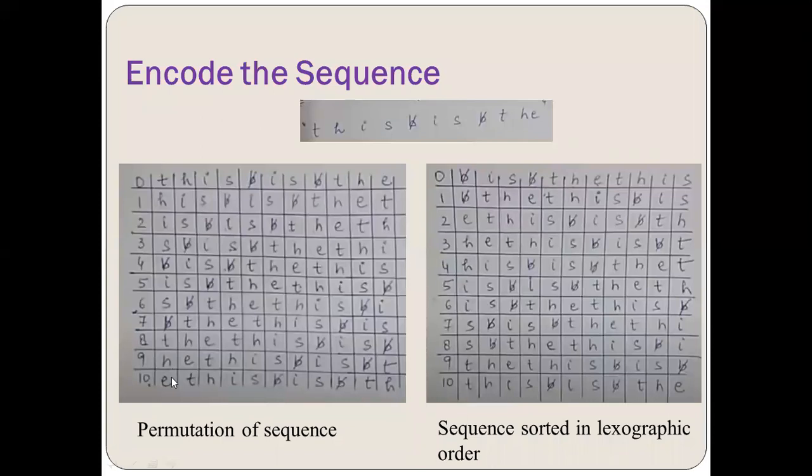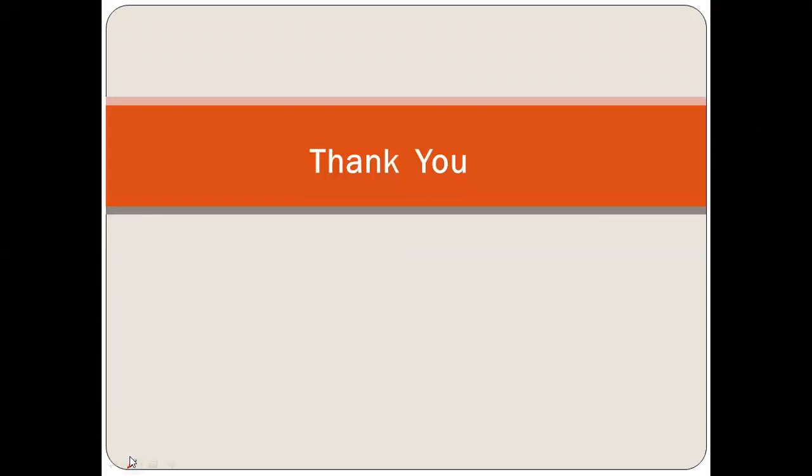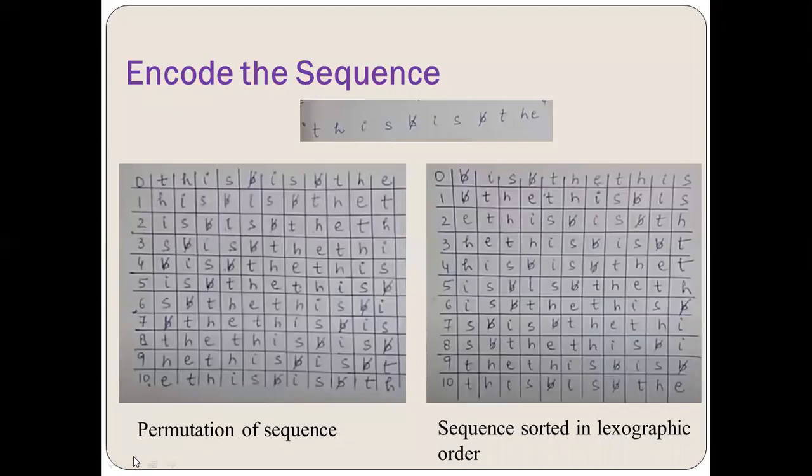So now what we are going to do is complete this process of cyclic form till the 10th version. The last version I got is the ETHIS B bar IS B bar TH, right?